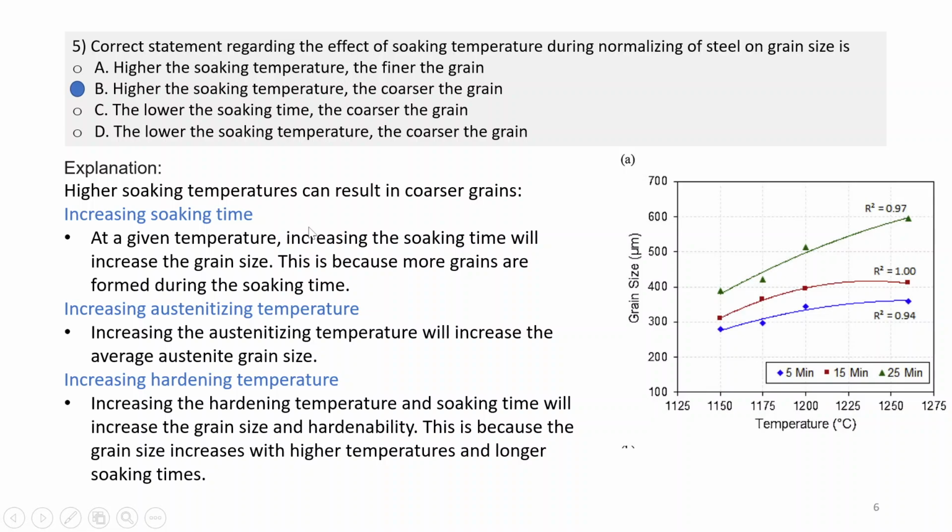Okay, so with increasing both time and temperature, you increase the grain size because there will be more time and temperature for diffusion, more activation for diffusion. So more diffusion will lead to grain coarsening.